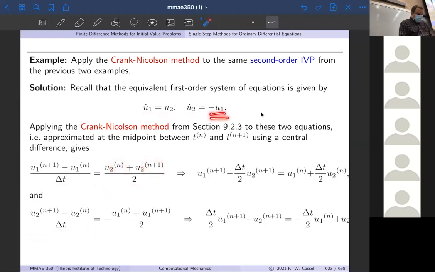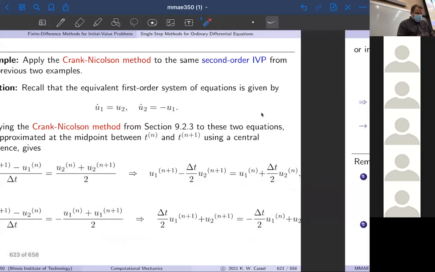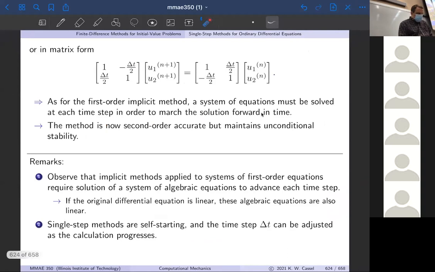And on the right here, I have minus u1. So again, I have to average the u1s at the previous and the current time step. Unknowns on the left, knowns on the right, and we have a system of equations. So again, in matrix form, it's going to look like before. I now have a 2 by 2 matrix on the right, but I know this vector, so everything is fine. I still know the right-hand side, and I can solve for the u1 n plus 1 and the u2 n plus 1 at the current time level.